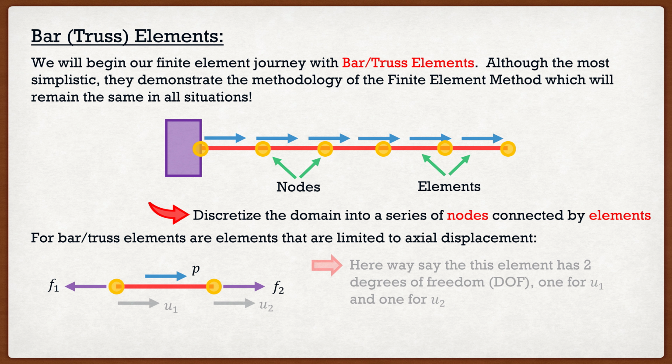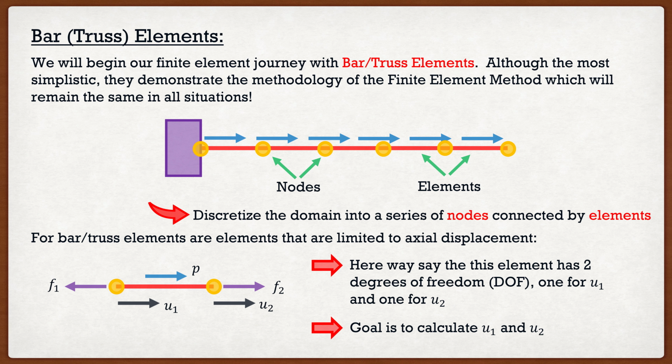Now we say that this element has 2 degrees of freedom, because we're calculating those displacements at the nodes. If we look at this element, there are only 2 possible scenarios. One is the displacement of node 1, which I called U1, and the second is the displacement at node 2, which I called U2. Since we're only interested in the displacement of 2 nodes, we say that this element has 2 degrees of freedom. And what we want to do is calculate those nodal displacements, U1 and U2, and from that we can approximate the displacement along the element.